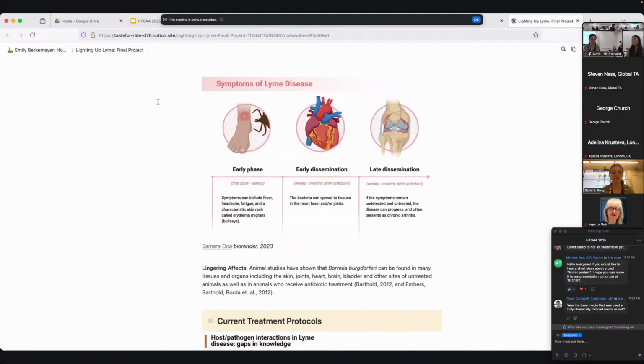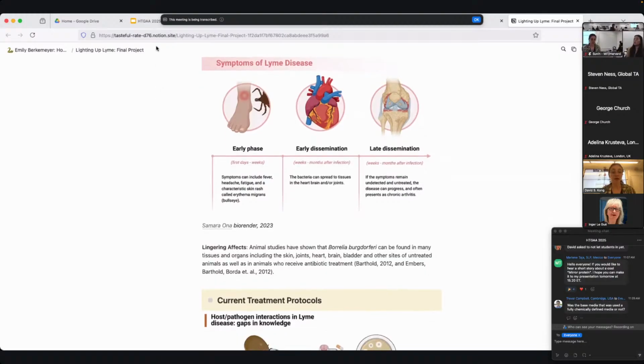We see the early phase, it's a lot of fatigue. You have those bullseye rashes that we saw above. It could be even weeks to months after being bit if it is not caught in time and you don't get an antibiotic treatment protocol. Then the bacteria can spread to tissues in the heart, brain, and joints. And late stage, it can present as chronic arthritis.